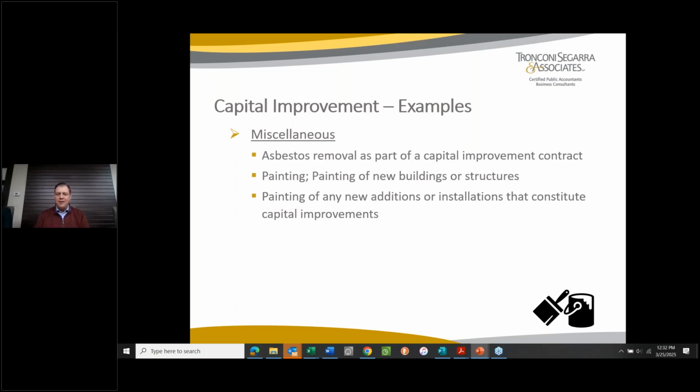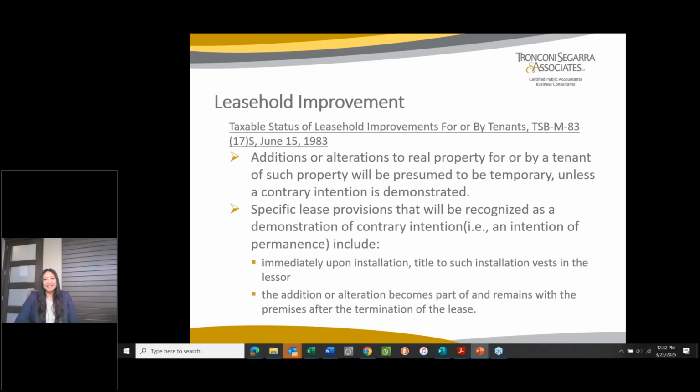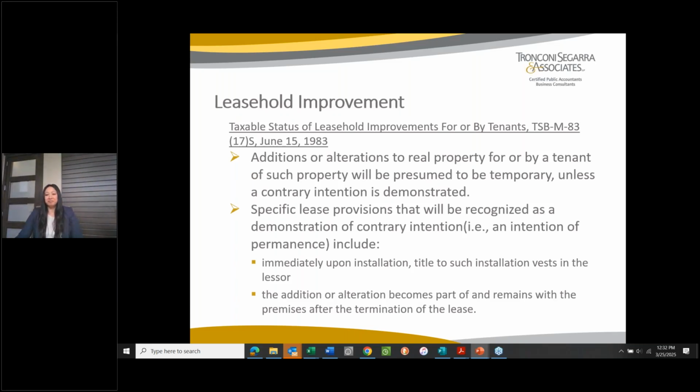And I'm going to hand it over to Kaitlin to talk about leasehold improvements, which could be a real beast on their own. Thanks, Tom. Okay, so now that we've covered capital improvements and we know that those are exempt, we're going to discuss what happens if the capital improvement work is performed on leased property.